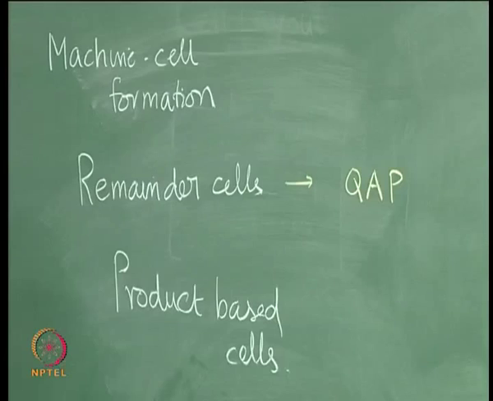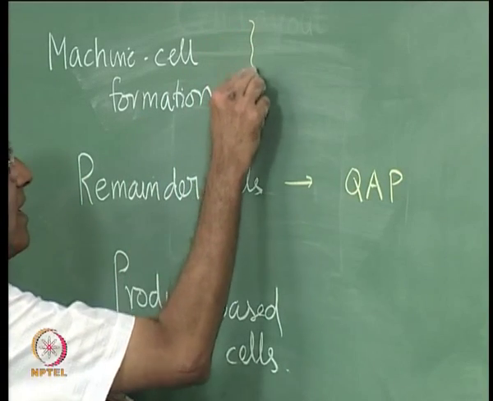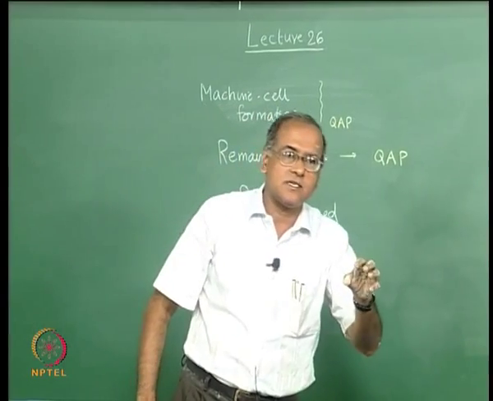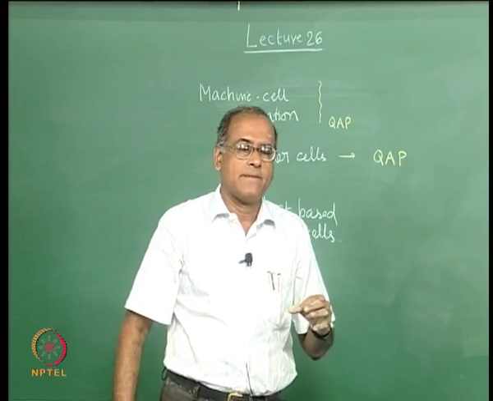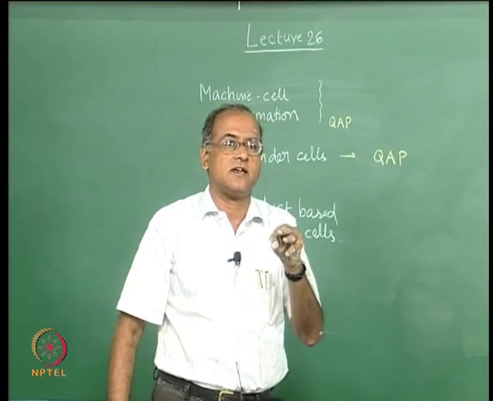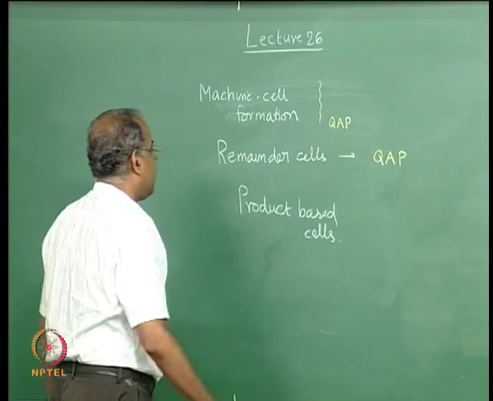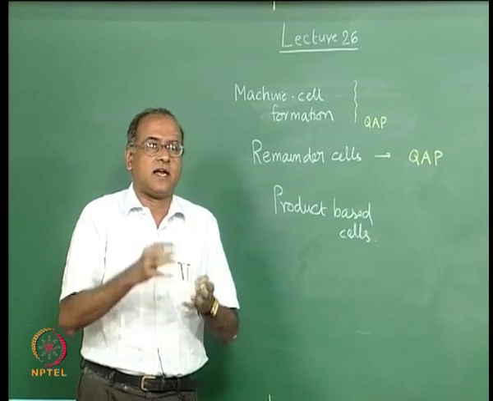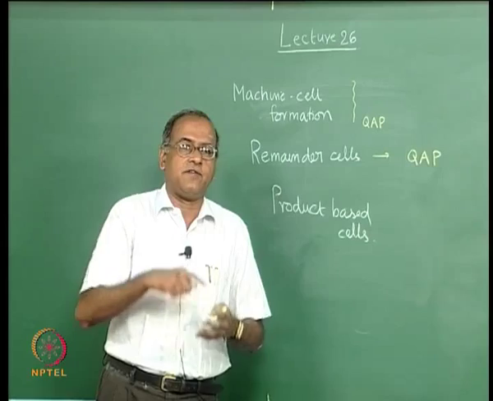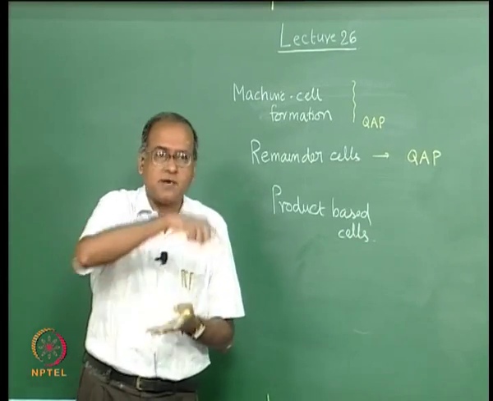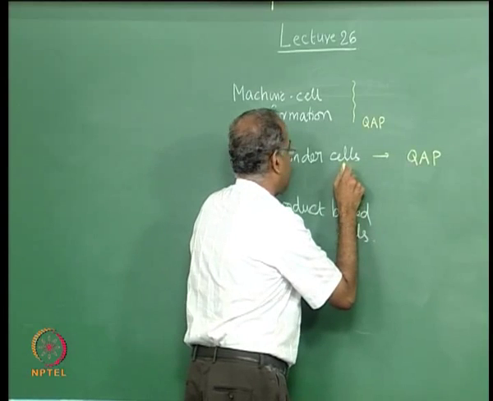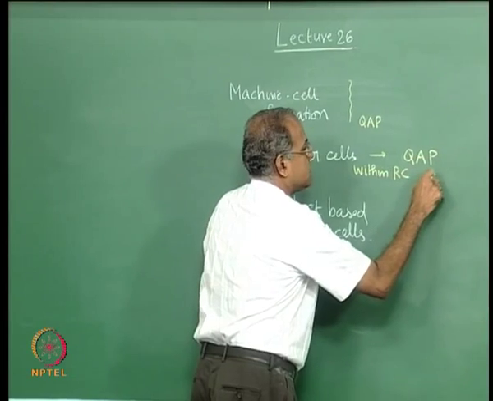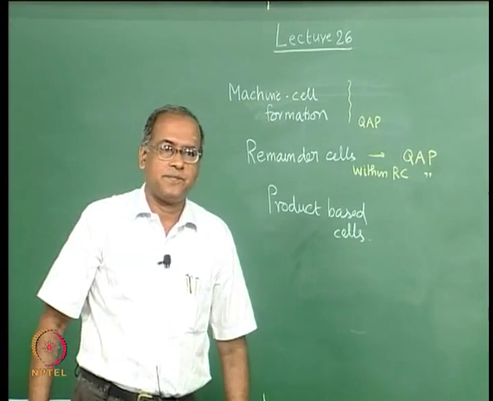Now, as far as machine part cell formation, there is a very limited application of quadratic assignment problem, particularly when we have a large number of intracell moves. So, we do have situations when we have this. Now, we could even within the remainder cells, if the remainder cell acts like a functional layout, there are departments within the remainder cell, and we can look at movement amongst those departments. So, here also within the remainder cell we could use the quadratic assignment problem.